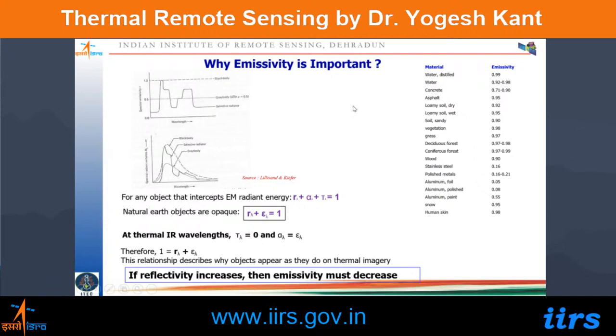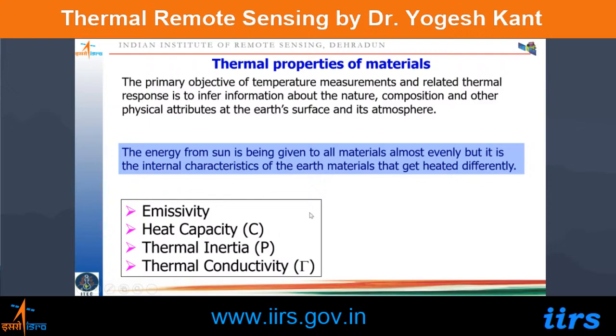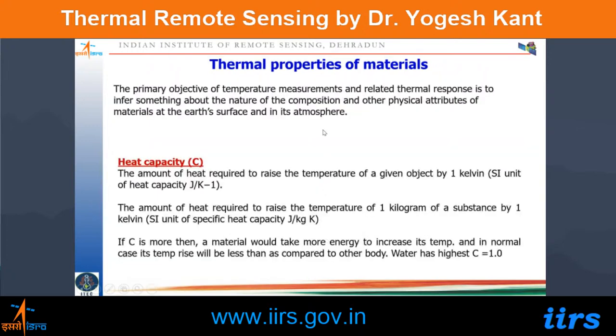So what are they? One is emissivity, as I said, then the heat capacity, the thermal inertia, and thermal conductivity. The primary objective is to understand the nature of the composition of the material over the Earth's surface.